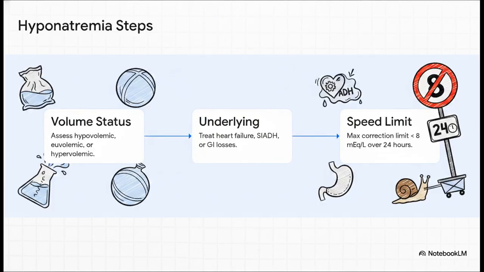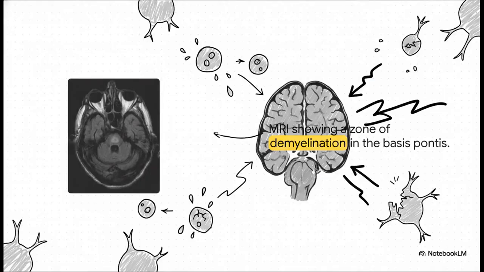To avoid this, you absolutely must follow this strict algorithm. First, always assess the volume status. Second, figure out the underlying cause. Are we dealing with heart failure, SIADH, or maybe GI losses? And third, you have to respect the absolute speed limit for correction. We're talking no more than 8 milliequivalents per liter over 24 hours for chronic hyponatremia. You have to go slow. Because if you don't go slow, you risk an absolute nightmare.